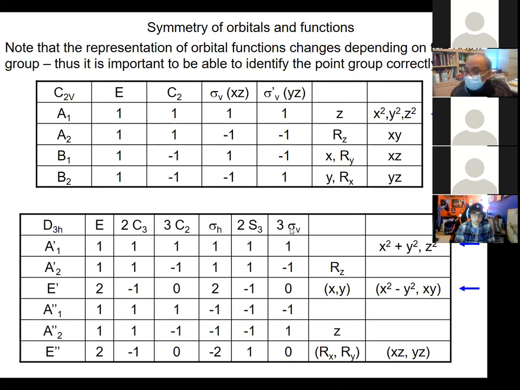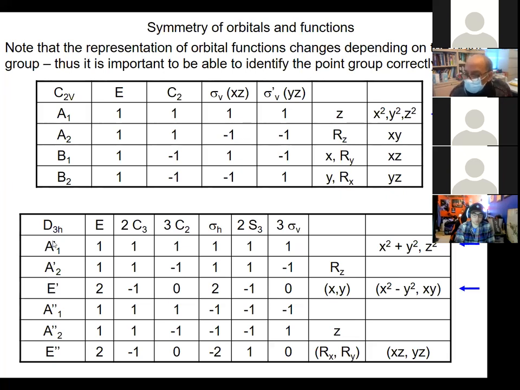And then there are 3 sigma vs. The sigma vs will be perpendicular to the molecule and contain at least one of the bonds in the trigonal planar molecule. So altogether, we have 12, that is the order. In addition, we also have A1s, A2s, and Es, okay? Now let's look at this thing a little bit here.